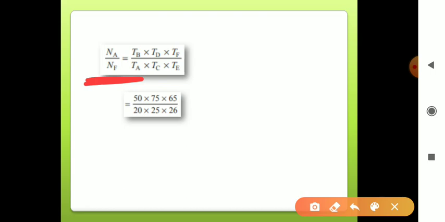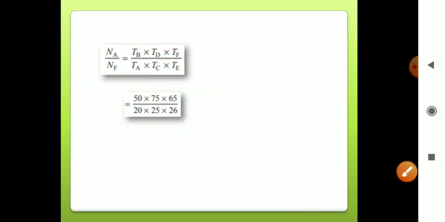Okay, so we have the value tb is equal to 50, put here as it is. td is equal to 75, put here. tf is equal to 65, put here. ta is equal to 20, put here. tc is equal to 25, put here, and te is equal to 26, put here. Now put these values in the calculator and calculate the term.